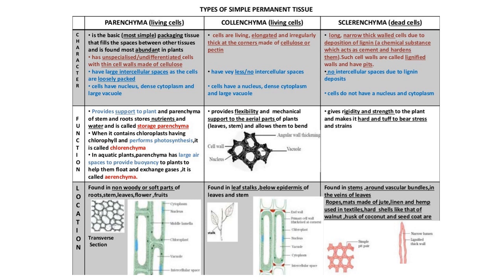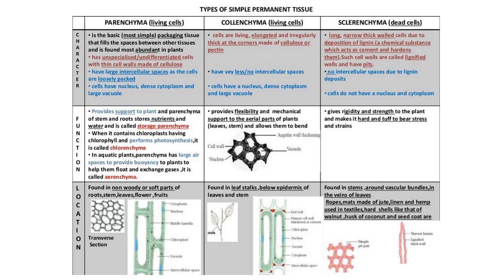And in aquatic plants another variation in parenchyma is seen, that they have large air spaces to provide buoyancy to plants, to help them float and exchange gases, and such type of parenchyma tissue is called aerenchyma. Now let's move to collenchyma tissue on the basis of the function.